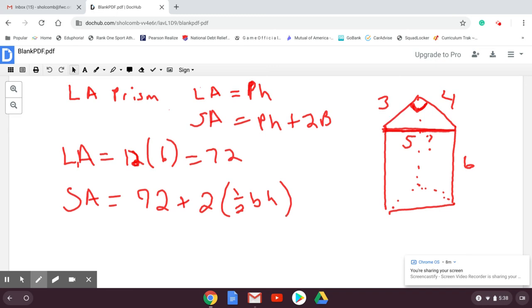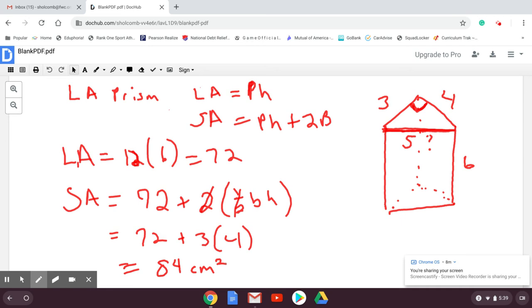Okay, so now we can take our surface area, and it's equal to 72 plus 2 times 1/2 is just going to be 1. Those are going to cancel out. It's basically the base times the height of the triangle. Because it's a right triangle, that's very easy to see. If the base is 3, the height is 4, or 3 times 4. And so our surface area of this particular prism is going to be 72 plus 12, or 84 centimeters squared. Do not forget that any area calculations, including area calculations of surface area and lateral area, will be in things squared.